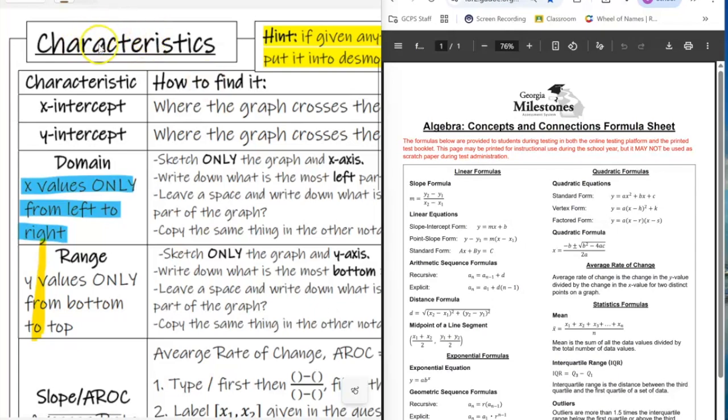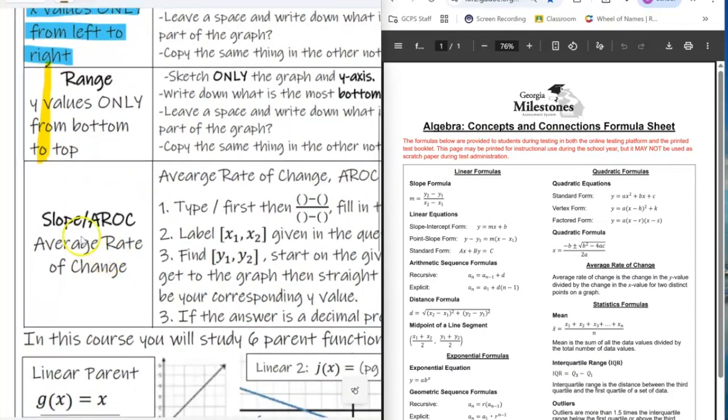All right, we're going to continue looking at characteristics. This video is going to focus on average rate of change, AROC, which in linear is considered slope. And so you've talked about slope before, you've seen slope before, but I want you to know that average rate of change is another way of seeing slope. This is a formula that will be given to you.